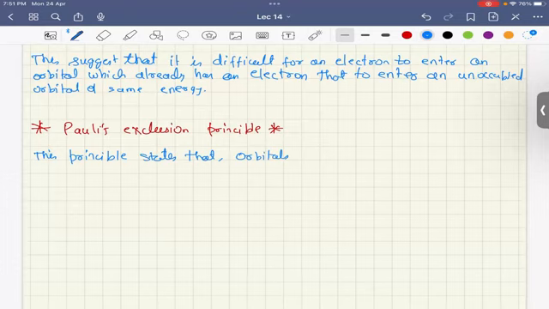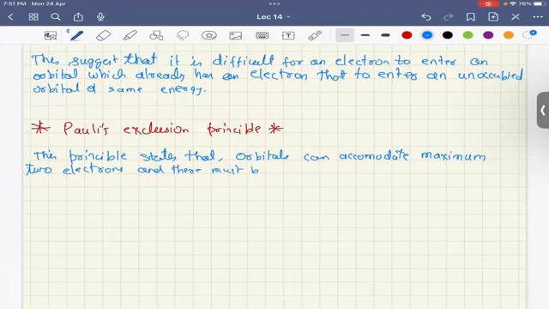Orbitals can accommodate a maximum of 2 electrons and they must have opposite spins, and this is related to the spin quantum number, wherein we have ms equal to plus 1 by 2 or minus 1 by 2. So this principle thus limits the accommodation of electrons in an orbital. This means that an orbital can have 0, 1 or 2 electrons. Moreover, if an orbital has 2 electrons, they must be of opposite spin.